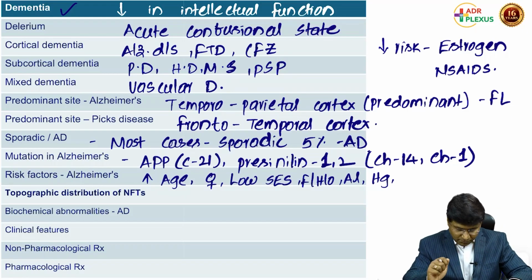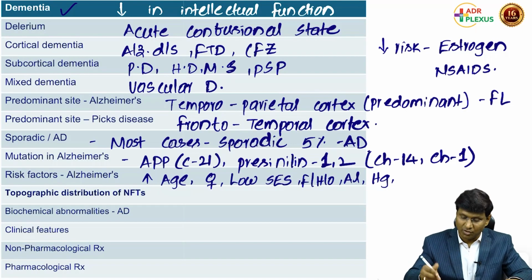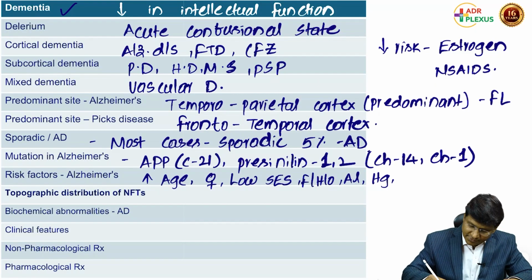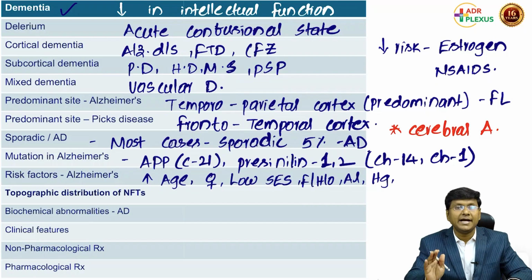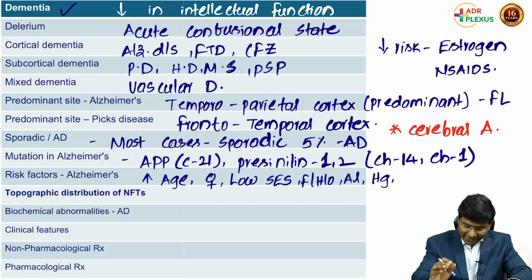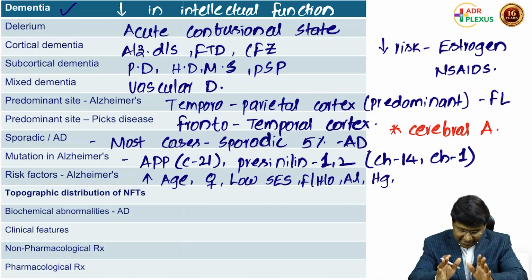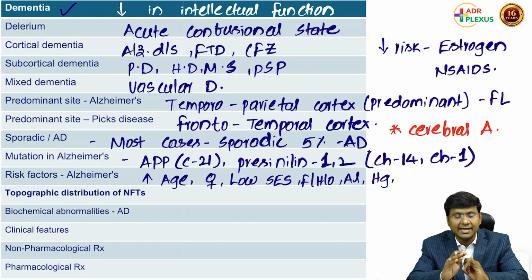And if you see the topographic distribution of the neurofibrillary tangles, but before that, if you see the pathology, the important structure which gets atrophied is the cerebral cortex. These individuals will have diffuse cerebral atrophy, particularly of the cortex as well as the hippocampus. In the histopathological accumulations you have two important things: one is beta amyloid and the other is hyperphosphorylated tau protein.